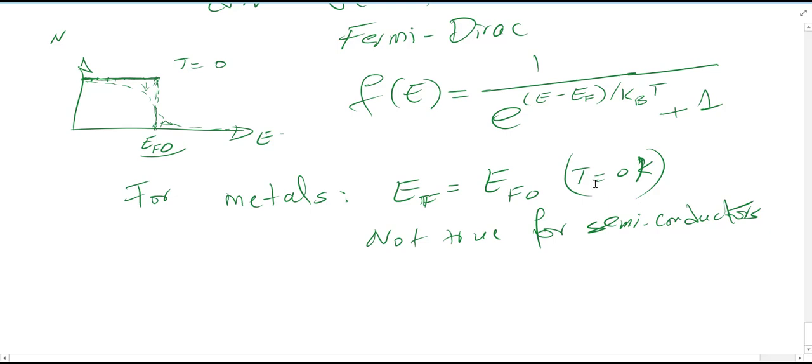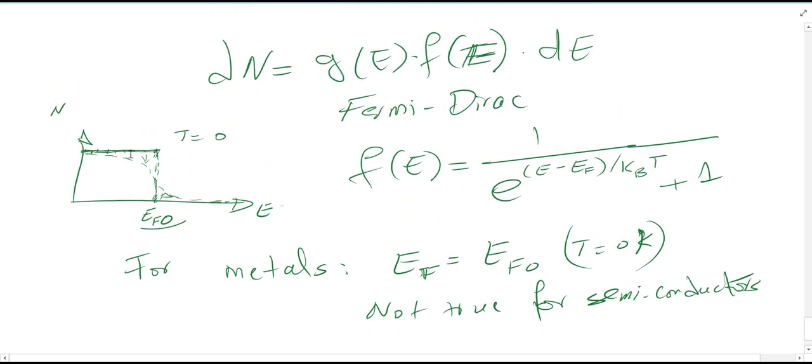If we calculate the number of states now at t equal to 0, this function is very easy. It's equal to basically 1 for any energy level that's less than EF naught. So this is the energy density, I'm sorry, this is not n itself. So this is 1 below the cutoff, where the energy is less than EF naught, and 0 above that.